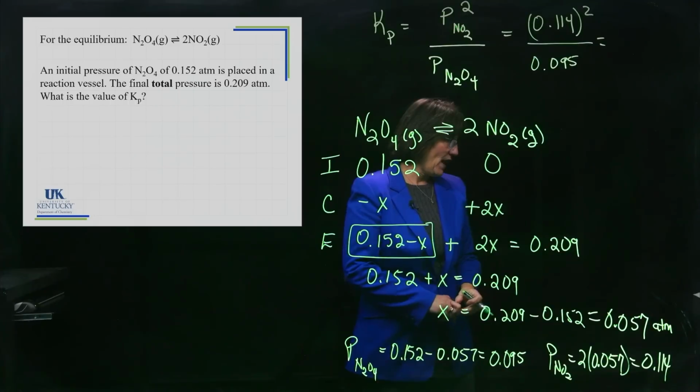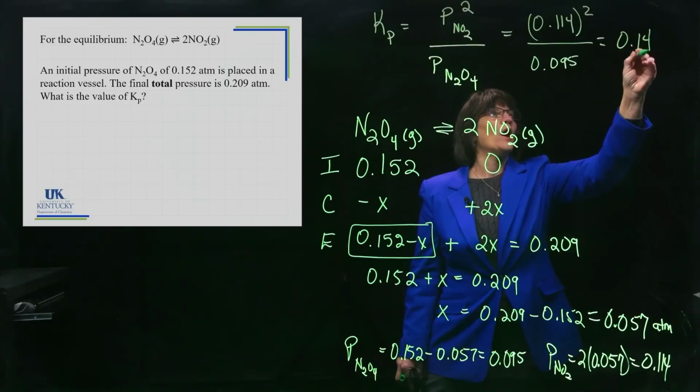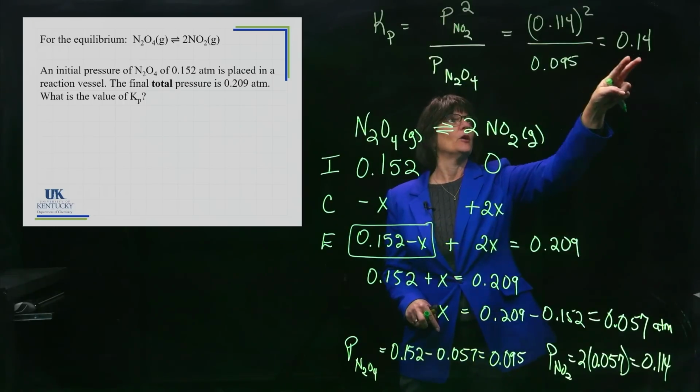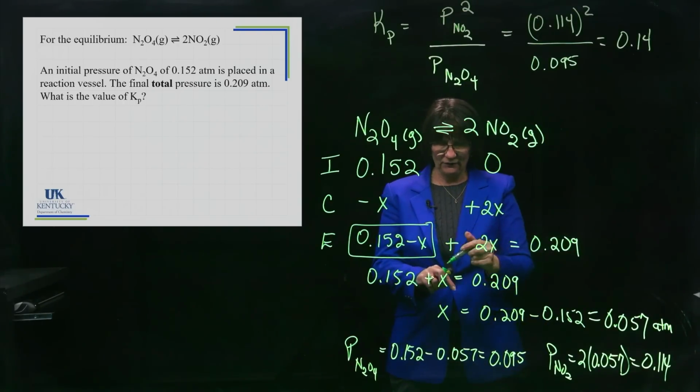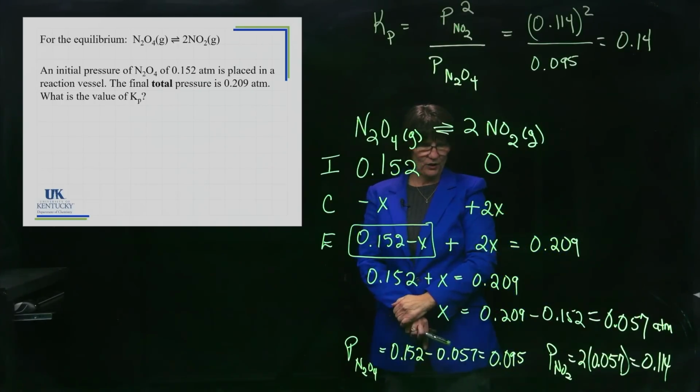So when I put those values into my calculator, I have 0.14. I can only know it to 2 significant figures because I only know this 2 significant figures. Let's back up and see why I can only know that to 2 significant figures.